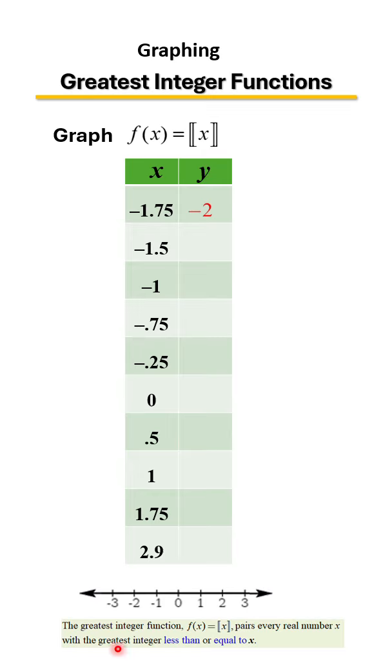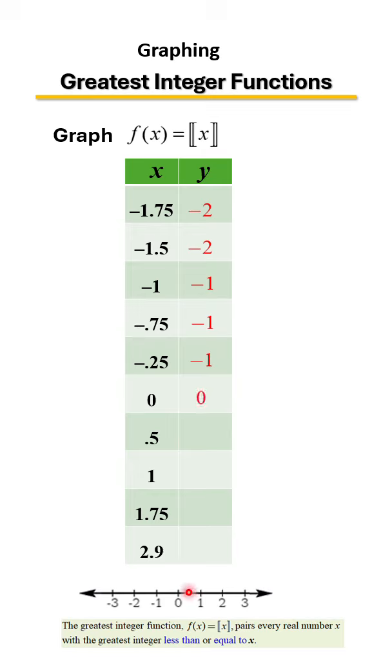If I plug in a negative 1.5, again, the closest integer to the left would be negative 2. Negative 1 is already an integer, so the output is going to be the same, a negative 1. A negative 0.75, closest to the left, that's an integer, would be negative 1. Negative 0.25, even though it's closest to 0, we always round to the left, so the closest integer would be negative 1. 0 is already an integer, so that's going to be your output.